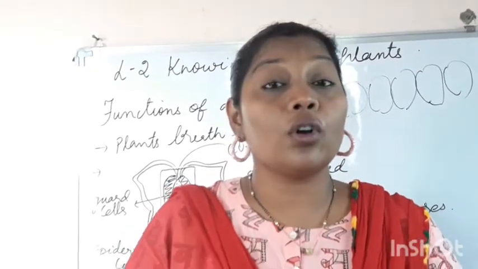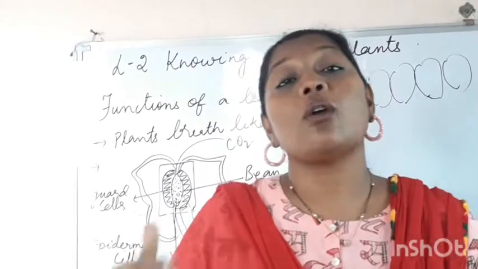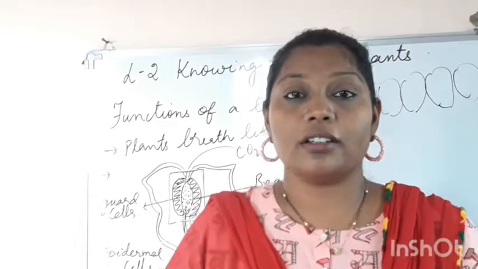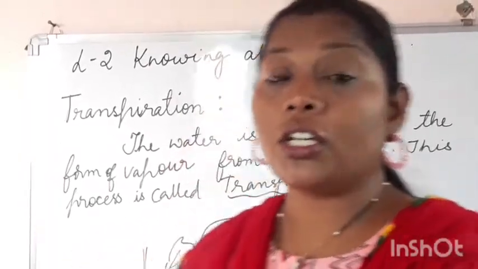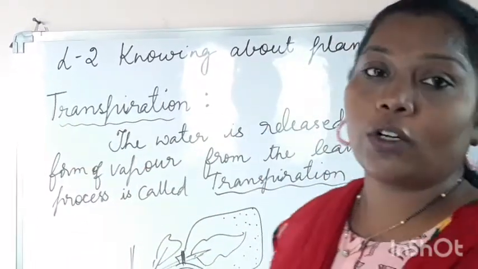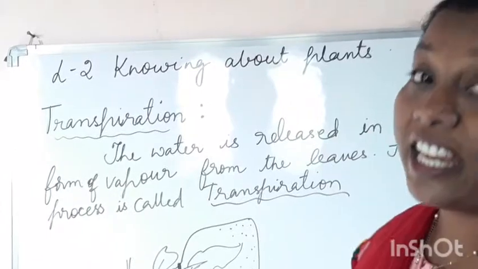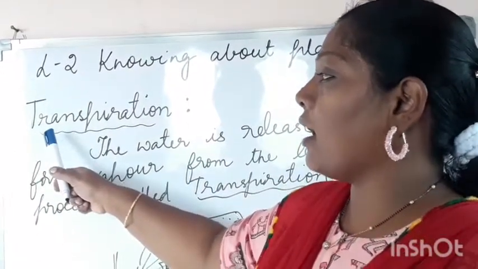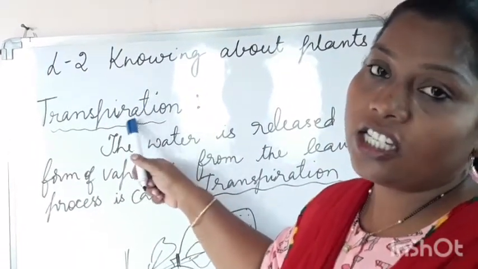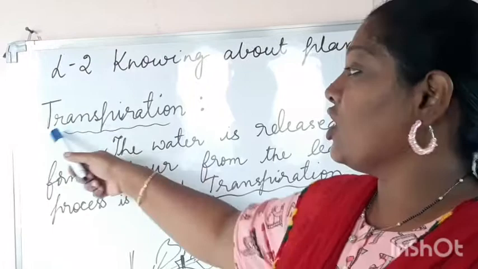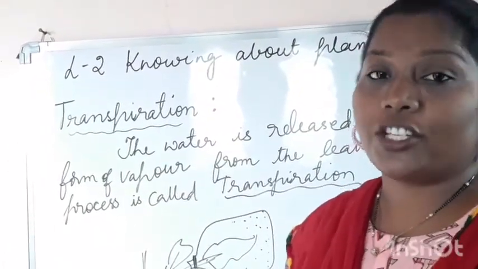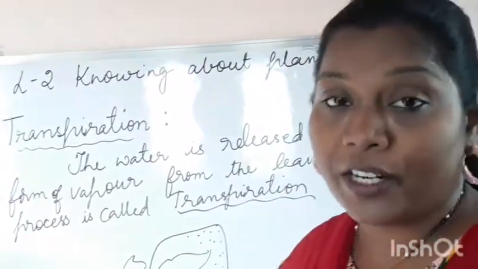Okay children, now we will learn about this process of giving out the excess water by the leaves. Okay. The important function of the leaf is transpiration. What is it, children? Transpiration. Repeat it. Transpiration. So we'll see what is the meaning of transpiration.